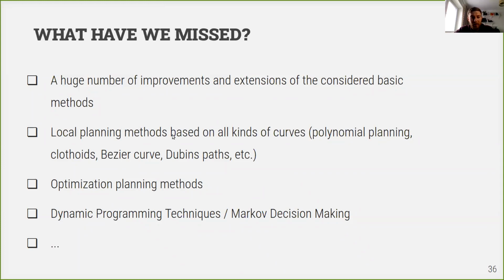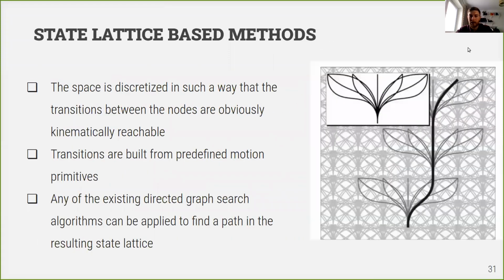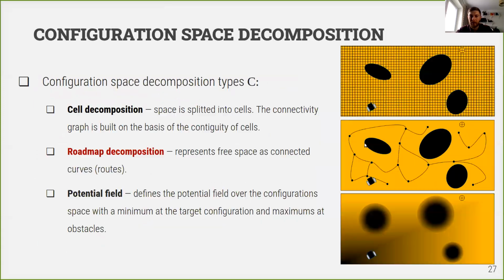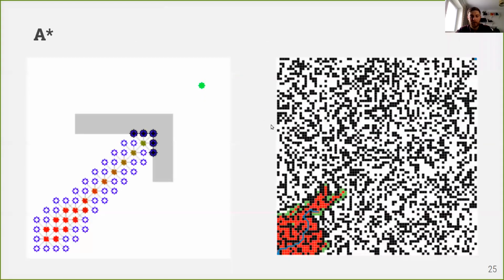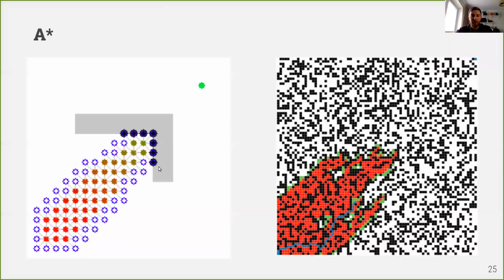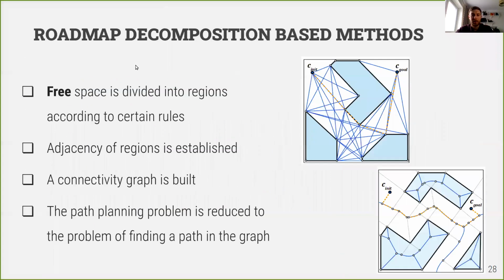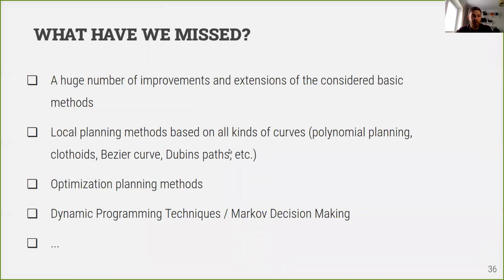Also, there are local path planning methods based on different types of curves: polynomial planning, clothoids, Bezier curves, Dubins path, and many more. There is a whole family of algorithms based on just using some geometrical curves to build a path, and we didn't discuss them. And also, these geometrical primitives can be used in any of these discussed planning algorithms. For example, in A star, there can be a modification where we move on circular arcs and so on. So we didn't discuss it, but you have to know that there is such a thing.